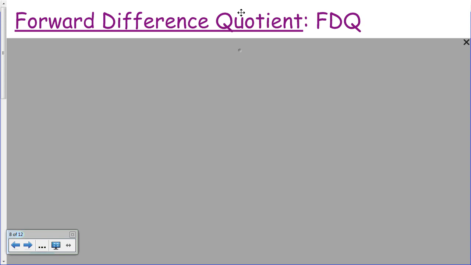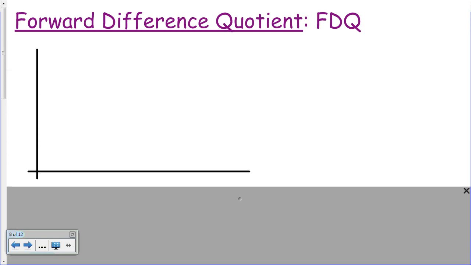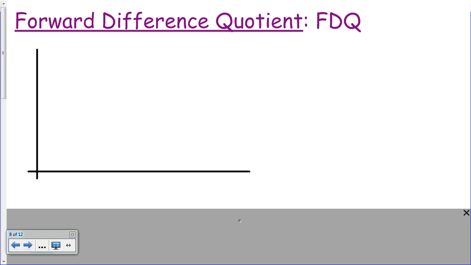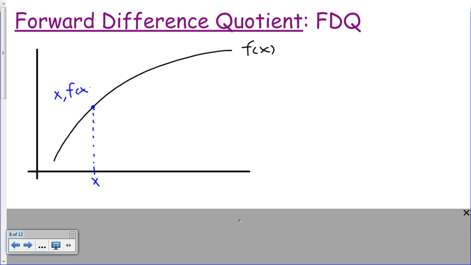So it's a quotient of differences, or a difference quotient, we call it. Let's take a look at what the forward difference quotient is. I'm going to sketch a function here that we can use to illustrate it. It really doesn't matter what our function looks like, but I'm going to sketch a function that looks kind of like this for each one of these three. I'm just going to pick a point here. We'll call this x. I'll name that point on my curve as the point x, f of x.